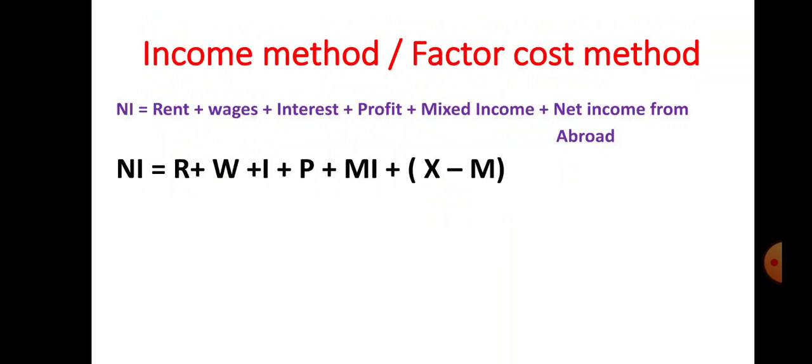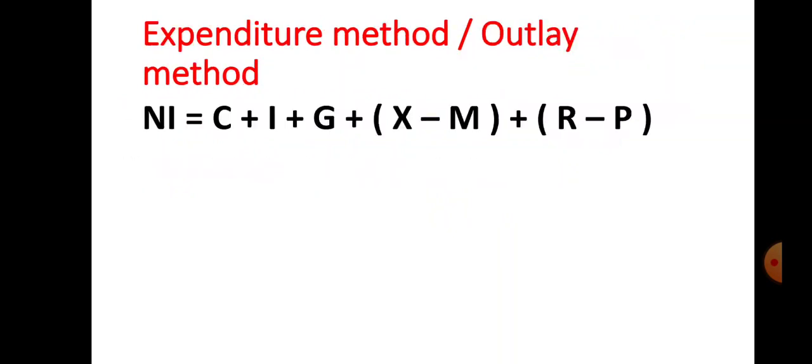Okay, so this is the formula we use to calculate national income through income method, that is NI is equal to R plus W plus I plus P plus MI, that is mixed income, plus X minus M, that is net income from abroad.